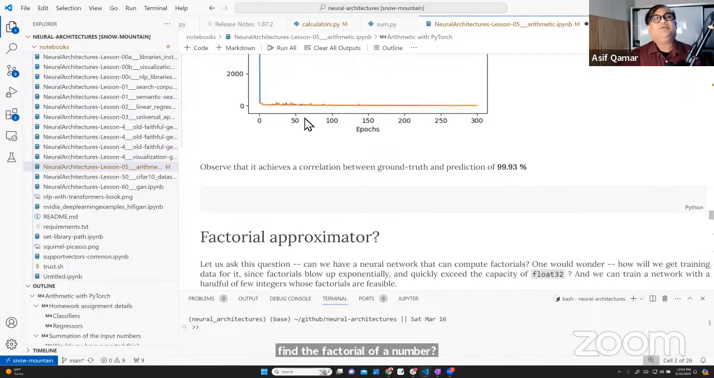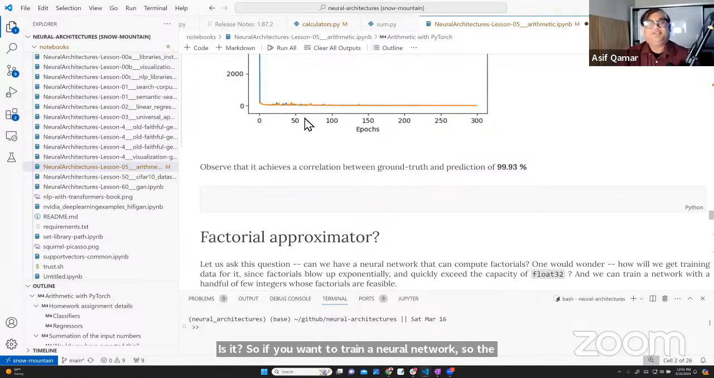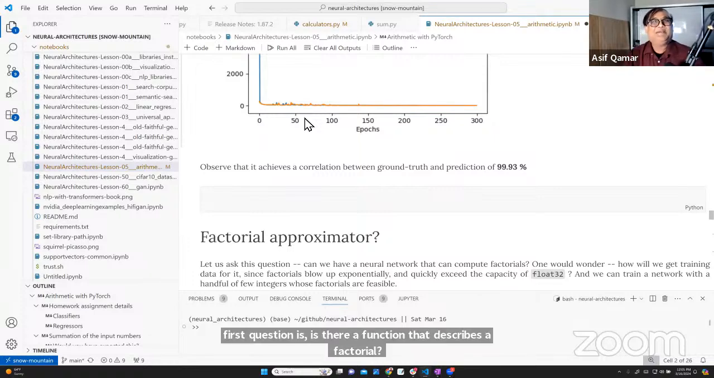So factorial of a number is what? What is factorial of 5? You take all numbers from 1 to 5 and multiply them with each other. 1, 2, 3, 4, 5, multiply. Right? That's 5 factorial. But the problem with factorial is it blows up very fast. Isn't it? So if you were to train a neural network, the first question is, is there a function that describes a factorial? Surely there is, isn't it?